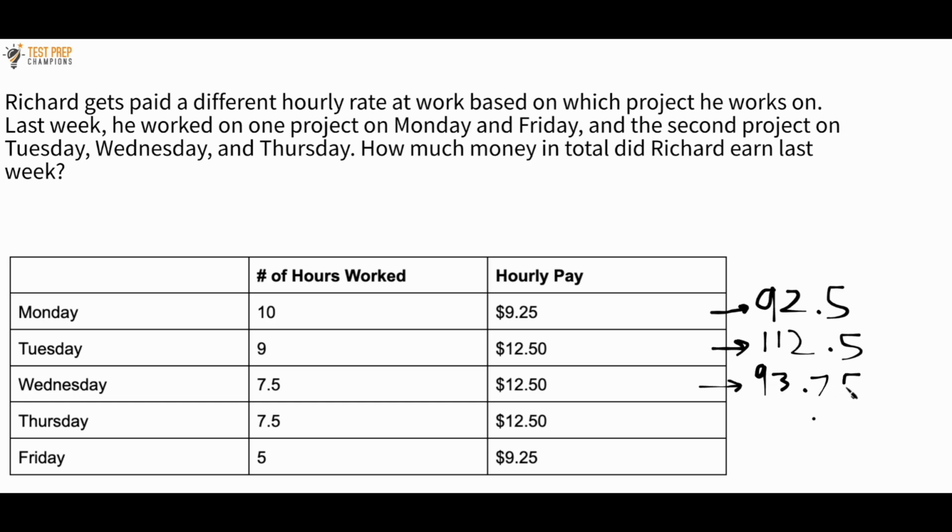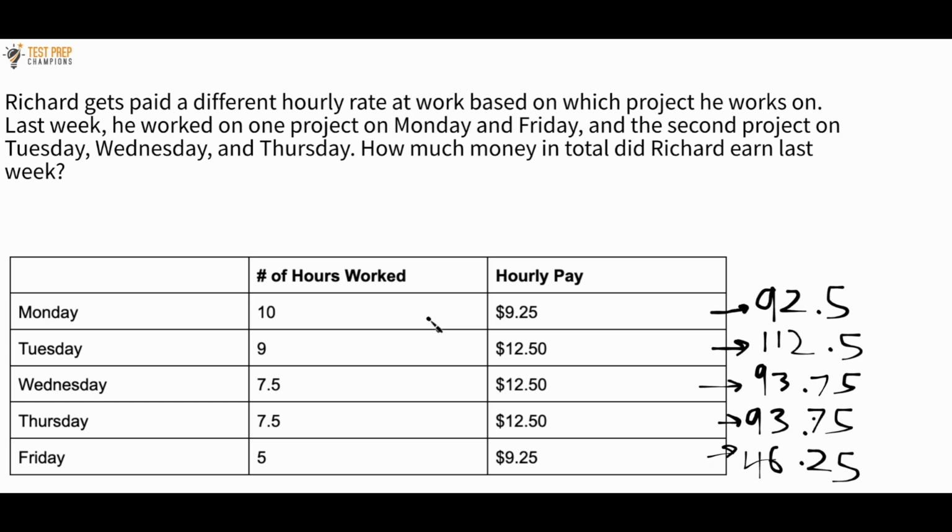93.75. Now for Thursday, I'm just going to list 93.75 again, right? You're just doing 7.5 times 12.5, just like we did for Wednesday. So now we have Friday here. So how much did he make on Friday? Well, for Friday, we're going to do 5 times 9.25. And that gives me 46.25.